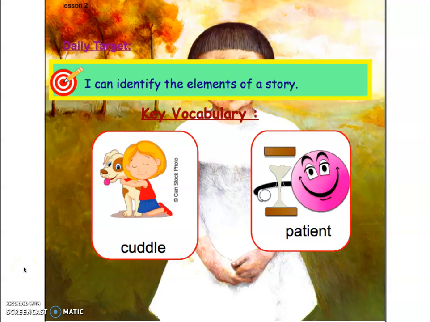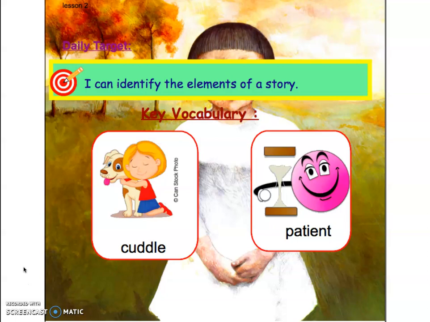Our learning target for today is: I can identify the elements of a story. So today we're going to be doing another lesson with the book My Name Is Yoon. This is the last day we will be reading this story. So before we get started, I want you again to go back and read the story. If you have not read the story again, I want you to go back first and reread the story.